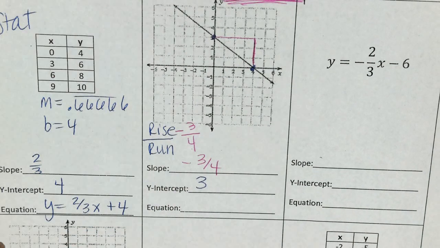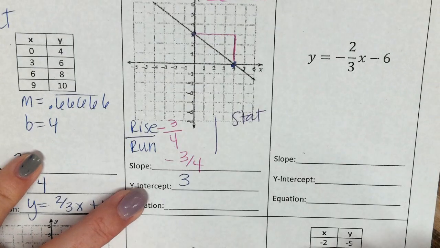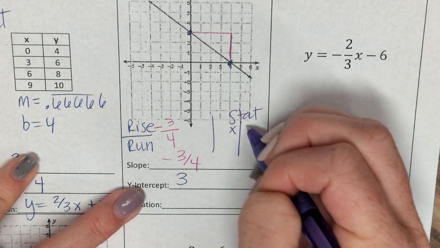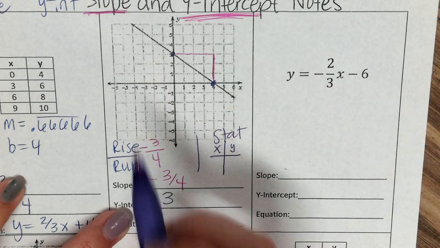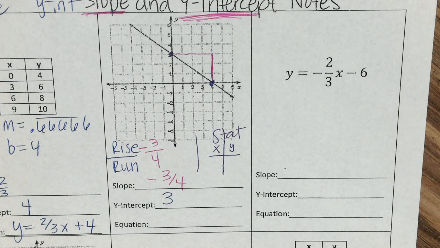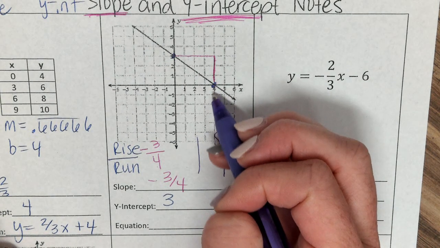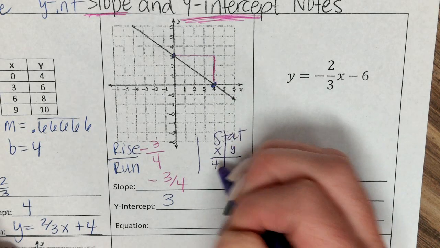Now, that's one way you could have done it. The other way would have been to do stat. If you use stat, you have to make a table. So you would just take those same coordinates and write them down and use stat. So let's talk about it. What is this coordinate's x value? 4. What is its y value?